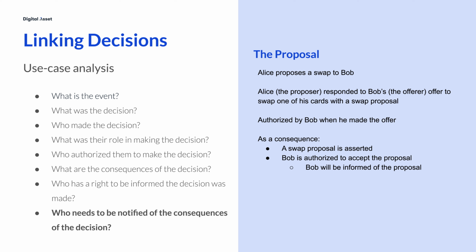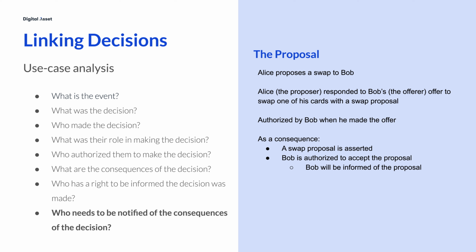However, if you eventually compare this analysis to the Daml code that implements it, you will see Bob is explicitly informed of the proposal. This is an implementation detail required to ensure Bob is able to exercise this delegated authority, so we will call it out here explicitly for this example.